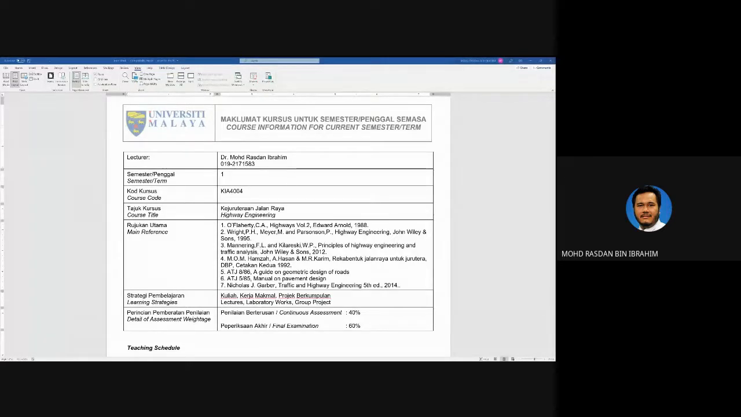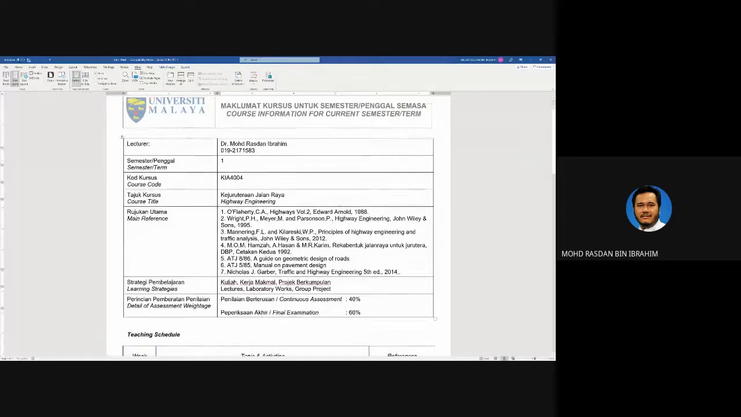So next is the main reference used in this class. This is just a suggestion. The first four books actually: O'Flaherty, Wright, Mannering, and Garber, Nicholas Garber. These are the main books that we normally use in highway engineering. However, if you rely on the notes, it is quite adequate. But it is good if you can have other books to refer.